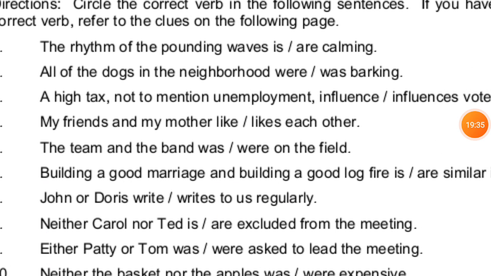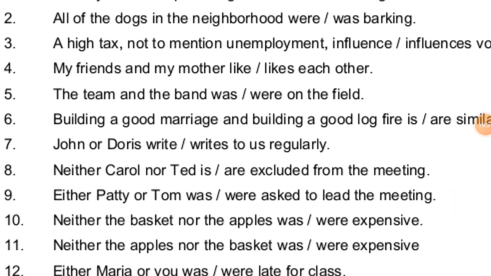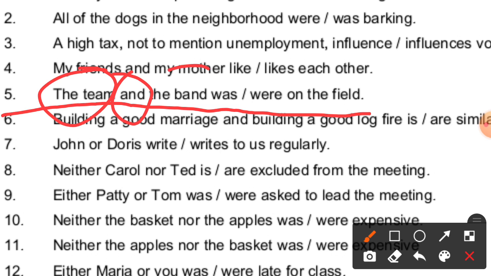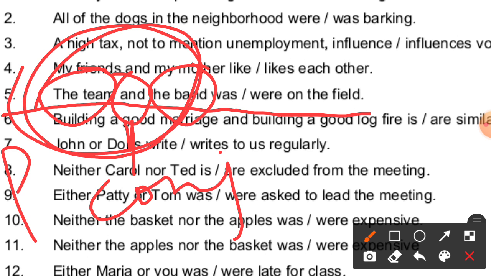One more sentence. The last one. Let us see. The team and the band were on the field. Again the same rule will be applied here, and is there. The team is a singular subject, the band is a singular subject, both subjects are singular, but they are joined by a conjunction and hence they are combinedly a plural subject. Clear? What subject is it? It is plural.